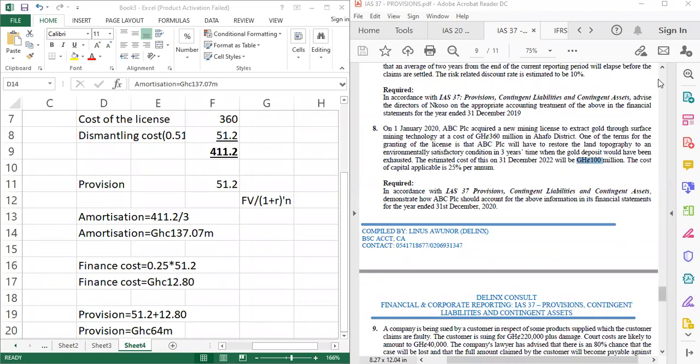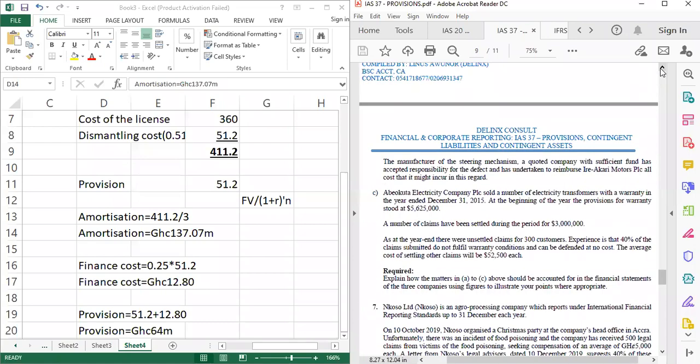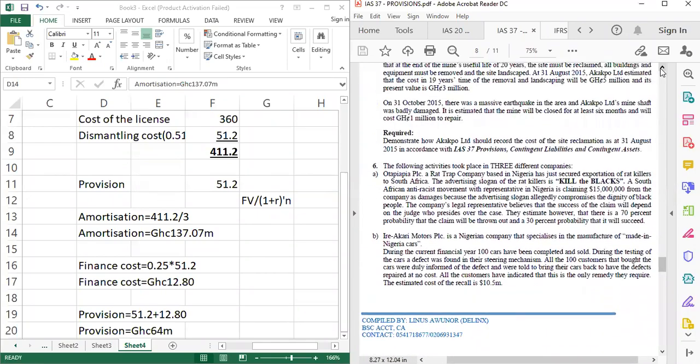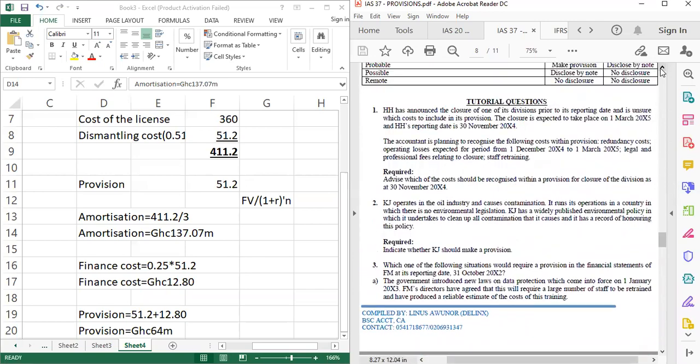Let's look at what we call contingent liability and contingent asset. Then we solve additional 2 or 3 questions. Then we say bye-bye to provisions.